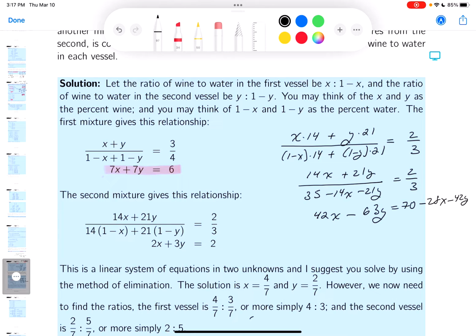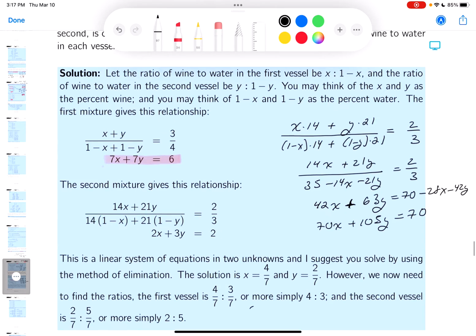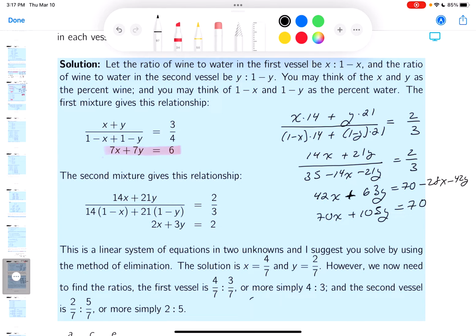Well, I'm going to try to simplify that. I'm going to add 28X to both sides. That would give you 70X. And I'm going to add 42Y to both. Wait a second, this is plus. Sorry about that. We're going to add 42Y to both sides. So that would give you 105Y is equal to 70. Those numbers look like they're divisible by 35. 2X, 3Y, 35 times 3 is 105, by the way, and you get 2.